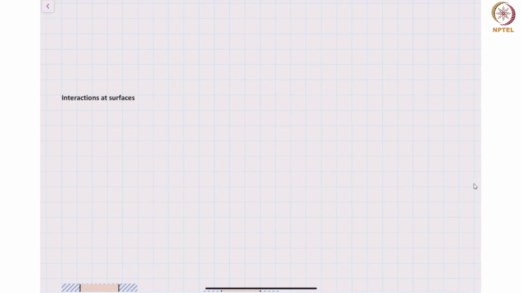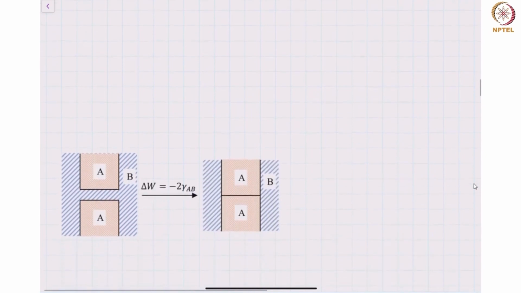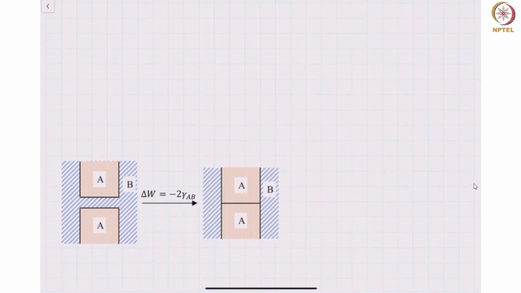Okay. Now to understand the interaction of surfaces, let's start by looking at one simple cartoon. Here what I'm showing you is two surfaces, A and A, embedded in another medium B. These could be two solids or two liquids of A in another medium B. Okay, we'll think of all these examples in the context of liquids, though several of these ideas also carry over easily to solids. Now let's look at this particular case that I've shown here. So I have AA shown in orange, embedded in B.